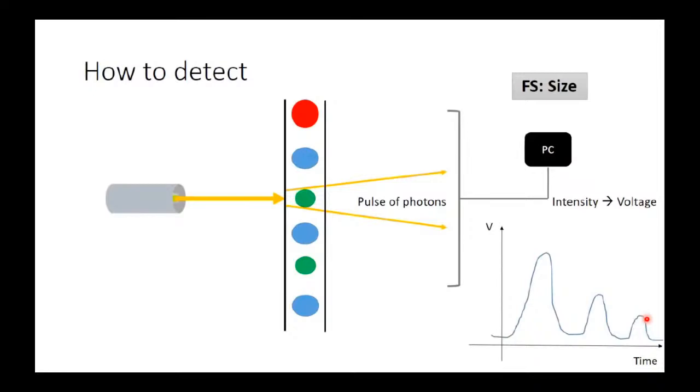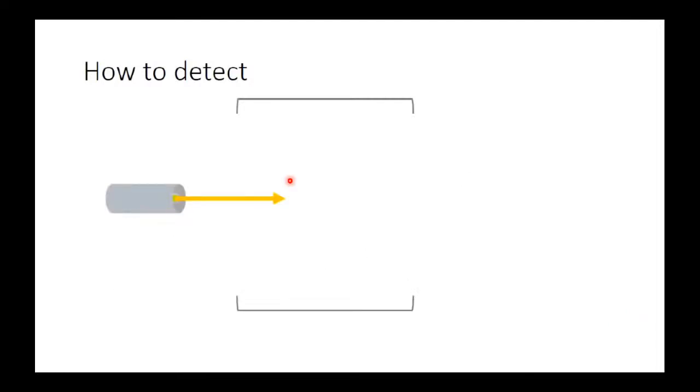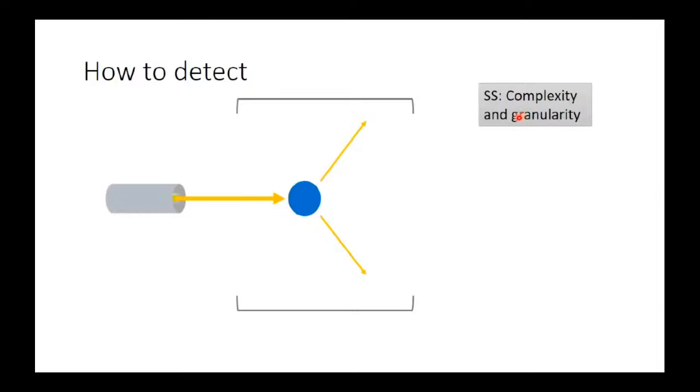The forward scattered light data at the end will be similar to this: time versus voltage, and the peak will be proportional to the size of the cell. This is forward scattered light. The second event happening in the flow cytometer is the side scattered light. When a cell passes through the laser beam, the cell will scatter the light in the side direction. And this side scattered light is directly proportional to the complexity and granularity of the cell.